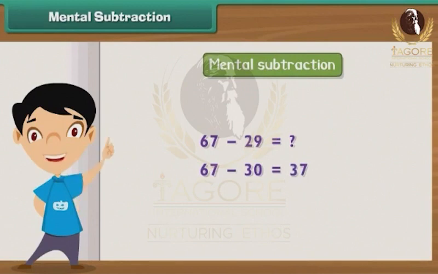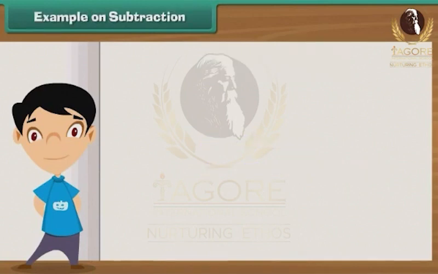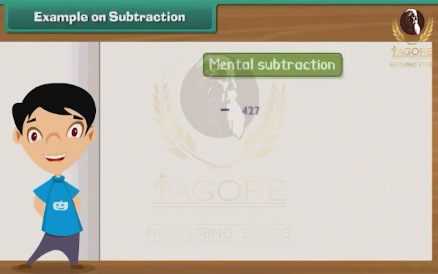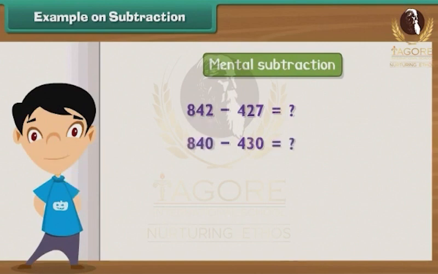But we subtracted an additional 1. So, we add 1 to the difference. Thus, the result of subtracting 29 from 67 is 38. Let us practice mental subtraction. Subtract 427 from 842. To simplify subtraction, let us convert 427 to 430 and 842 to 840. To subtract 430 from 840.